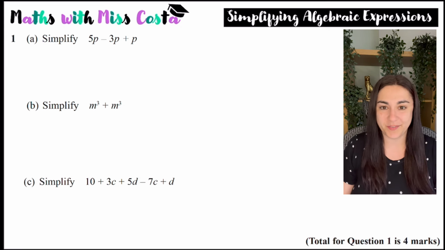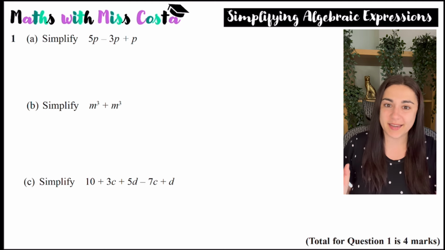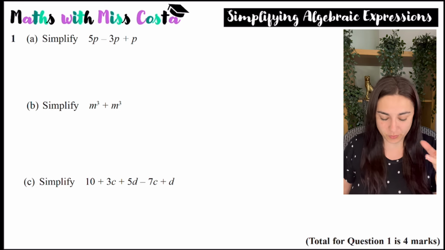So to begin with, we're going to start with simplifying algebraic expressions. When we're simplifying, you can almost think of all of the letters, if they're being added and subtracted, as algebraic families. So everything that is the same letter to the same power can be brought together.